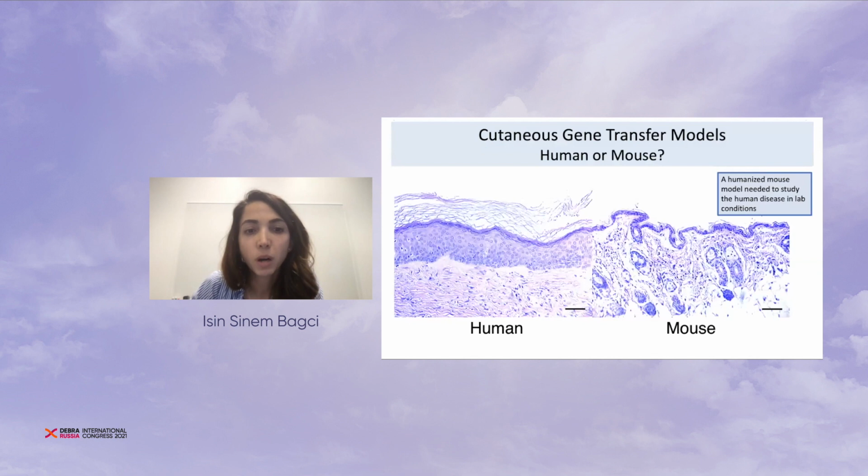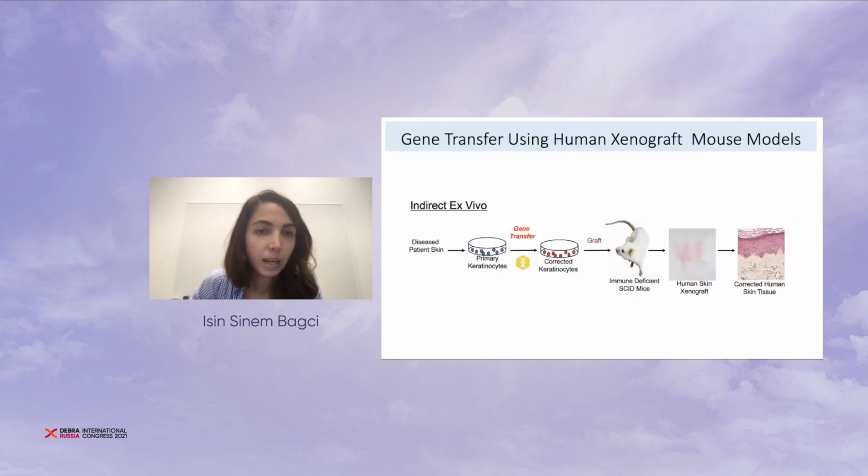However, one of the main problems of working on mice is the difference between human skin and mouse skin. Human skin has 6 to 10 layers of epidermis and a thick dermis, whereas mouse skin has an epidermis of 3 layers and a faster turnover, a thinner dermis, and more hair follicles. Therefore, a mouse model including human skin was needed to study this disease. That's why xenograft mouse models were developed.